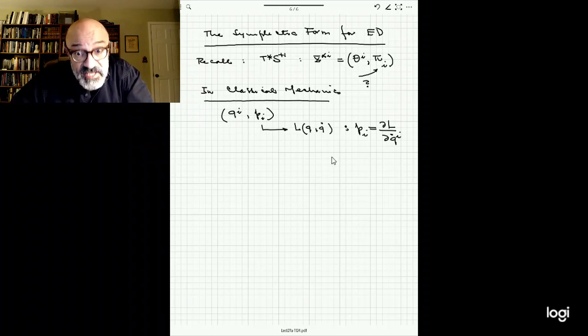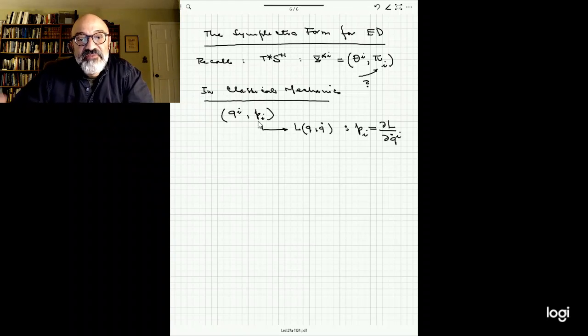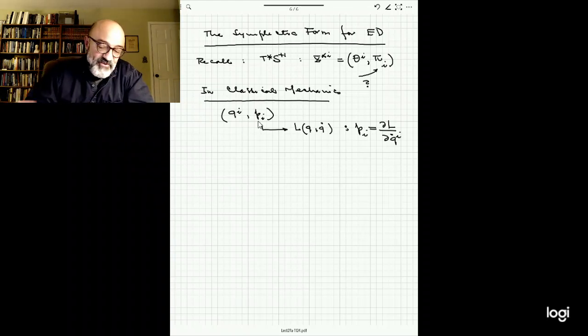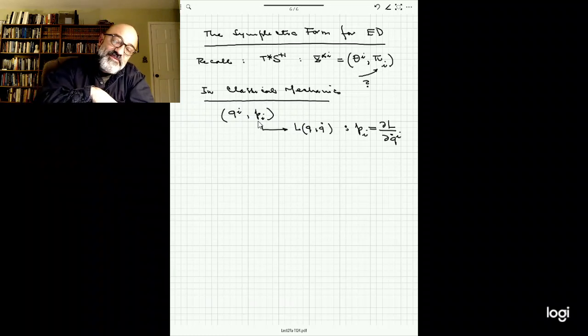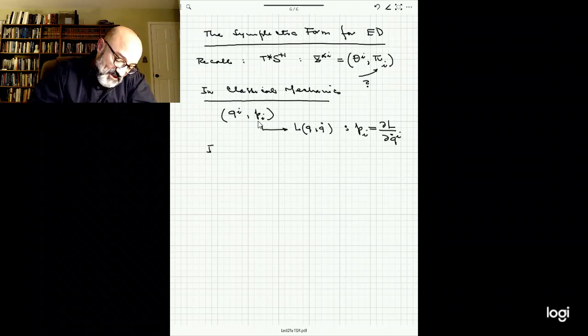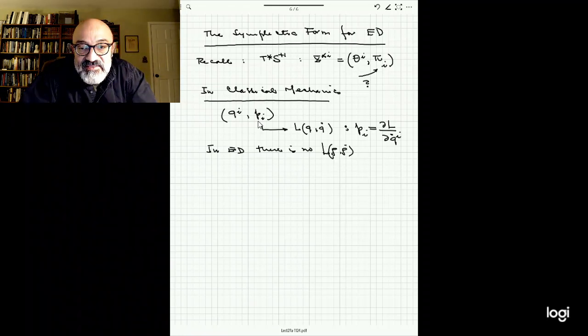Well, if you have a Lagrangian, then there is a unique, or rather a natural, choice of what the momentum is going to be, and from this you proceed to invent your symplectic forms. You introduce the momenta as canonically conjugate to the coordinates, and so on and so forth. The problem in entropic dynamics is that there is no Lagrangian to define what the momentum is. So how do we proceed?